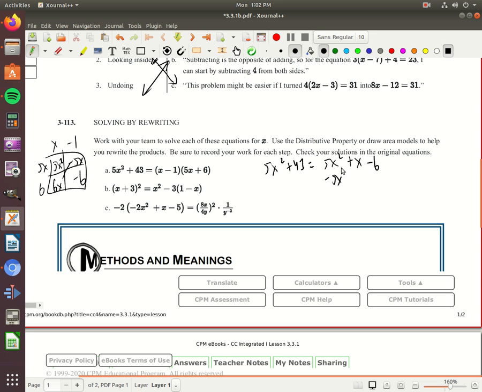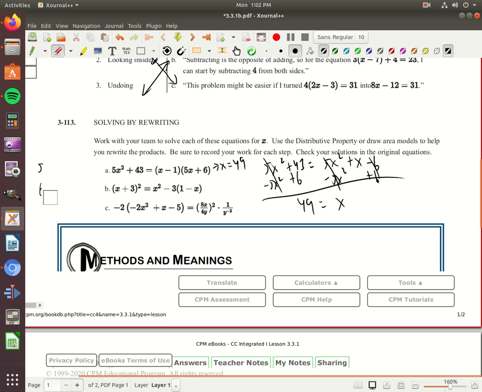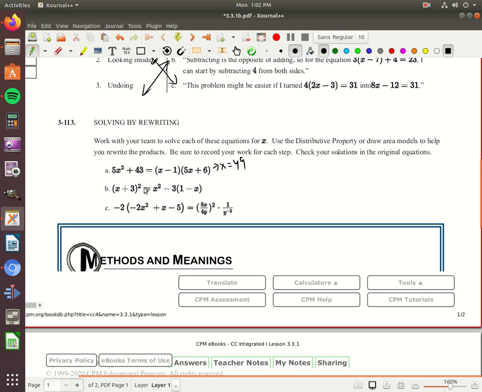I'll subtract 5x squared from each side, and I'll add 6 to both sides. So that's going to cancel and leave me 49. That's going to cancel and leave me x, and that's going to cancel, so x equals 49 for that problem. Now I will go ahead and do problem B. Problem B, again we can rewrite, and again I'm going to rewrite both sides.